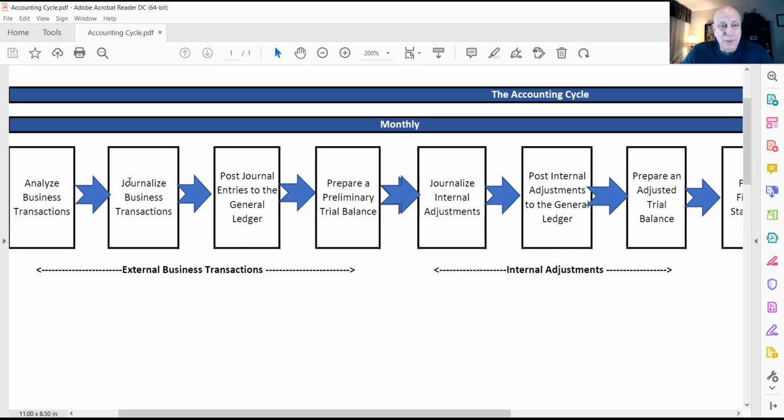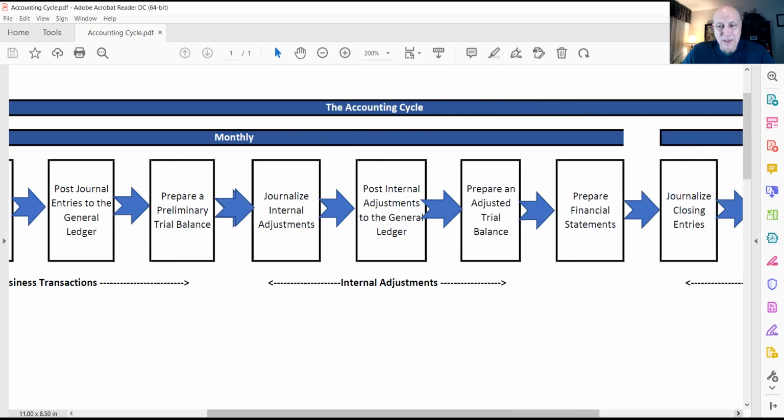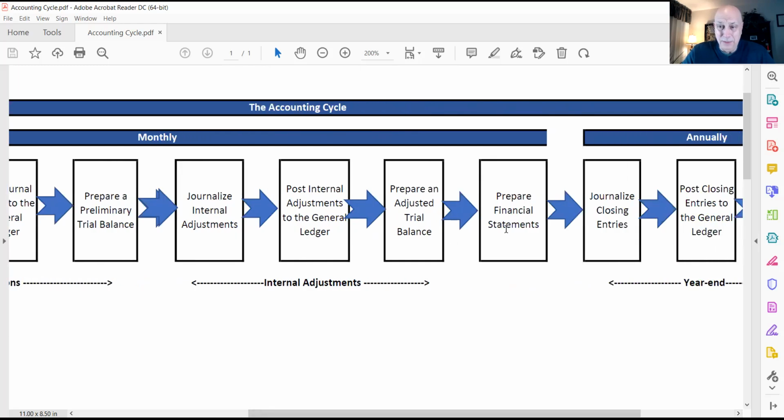In this video, we're going to be going over analyzing the transactions using debits and credits, journalizing these transactions into the general journal, and posting them to a ledger. We're going to use a T account for that, and I'll show you what that means in a bit, to produce a preliminary trial balance. In the next video, we will walk through the internal adjustment process. And after the internal adjustment process, we can produce our financial statements.